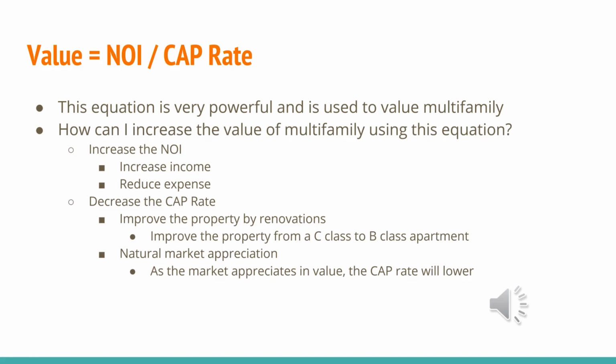You can increase the income. You can raise the rents. You can charge rent for having pets. You can charge rent for having a reserved parking spot. You can charge for laundry income. You can charge for almost anything.